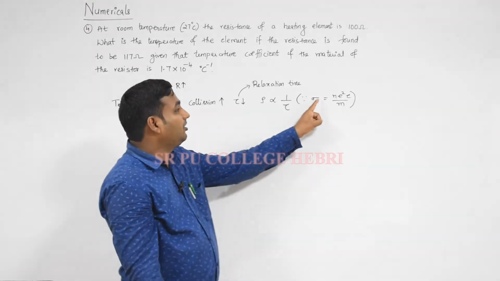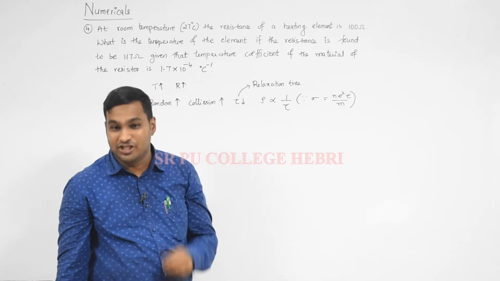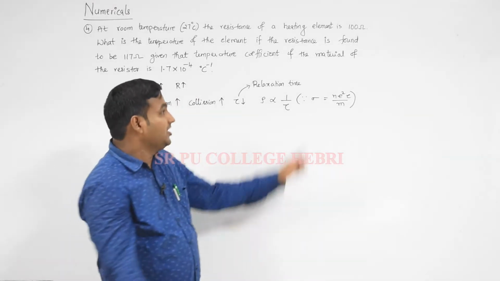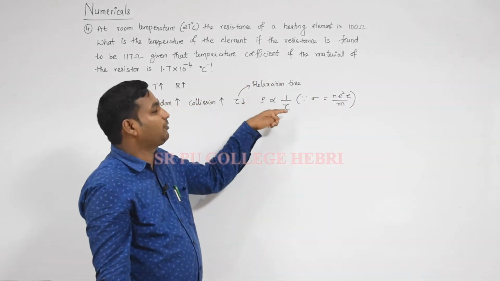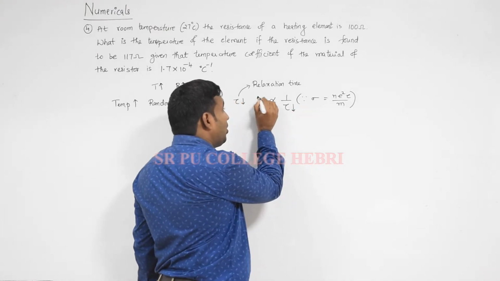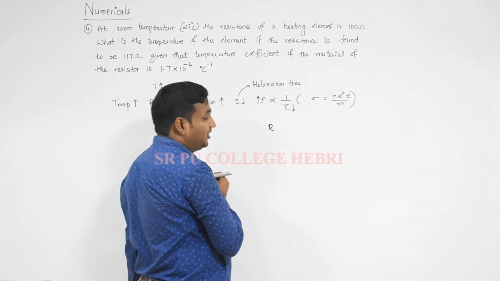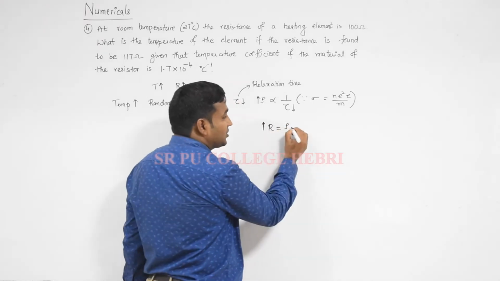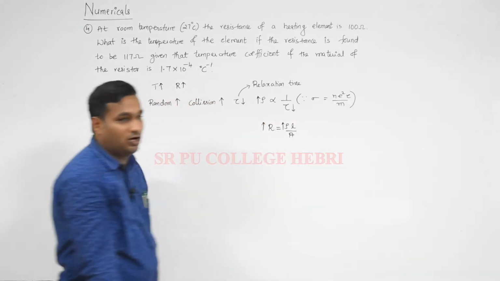Why? Because conductivity and resistivity are inversely proportional. Conductivity allows the flow of charge, resistivity opposes the flow of charge. Here conductivity is directly proportional to relaxation time, so resistivity is inversely proportional to relaxation time. As relaxation time decreases, resistivity increases. As resistivity increases, resistance of a given conductor increases. The reason is that resistance of a conductor is rho L divided by A.